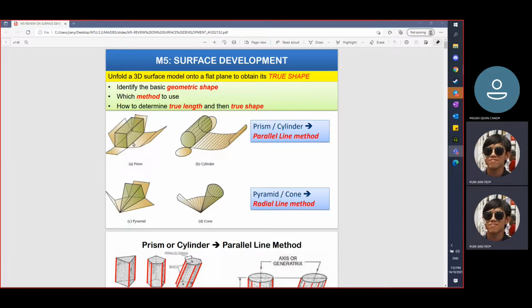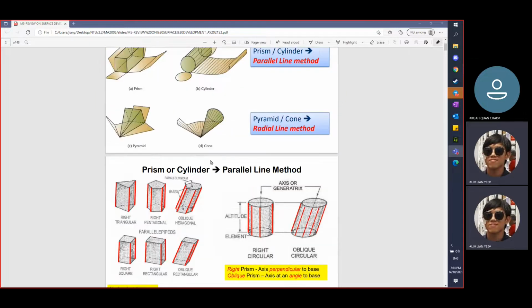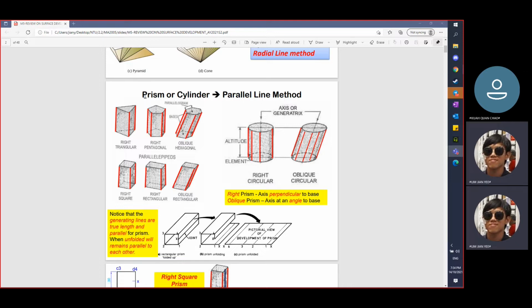For example, you have a cube. The cube is made of 6 sides, so you flip it open. Similar to a pyramid, cone, and cylinder. For a prism or cylinder, you can use a very simple method called the paraline method. You just unravel it along the long part, which you can see up here by the red lines. Prisms or cylinders are very easy to unroll.